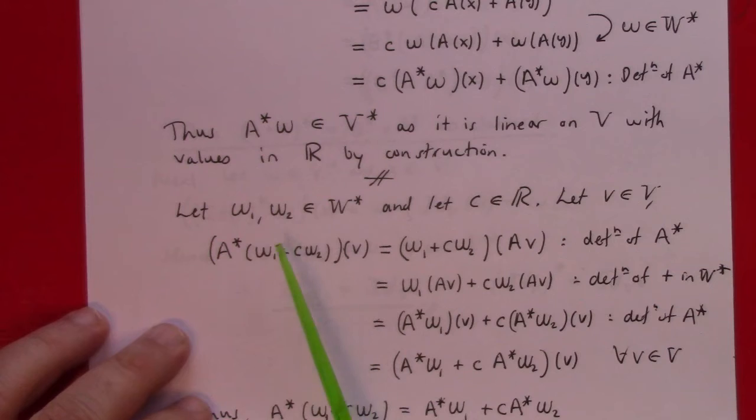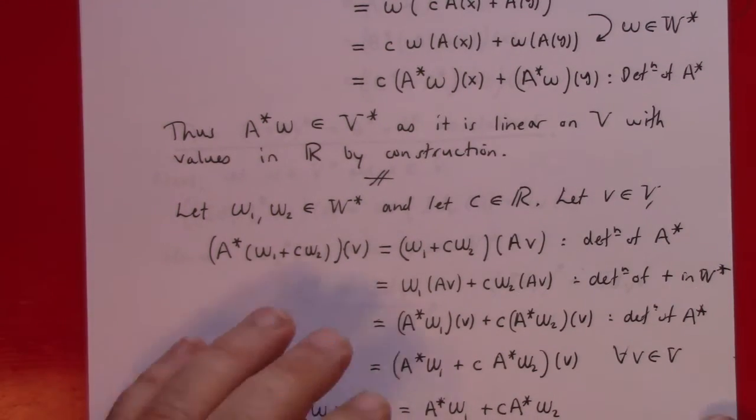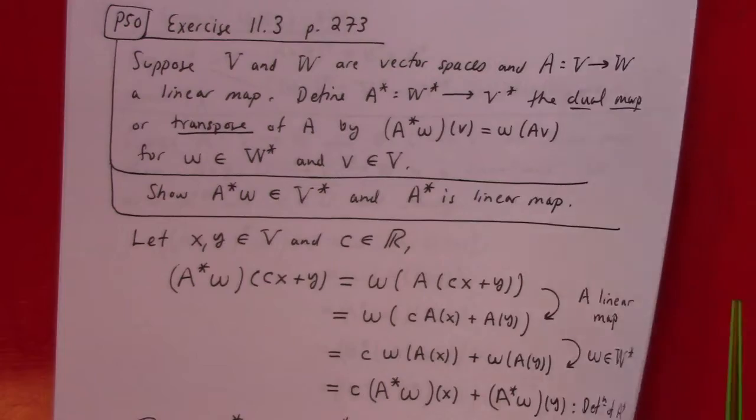Then I also had to prove linearity of A star, which is to say that when I put in omega 1 plus C omega 2, I can get out A star omega 1 plus C A star omega 2. Now this is holding for all V, therefore it follows that these are equal, which is to say that A dual is a linear map, as claimed.